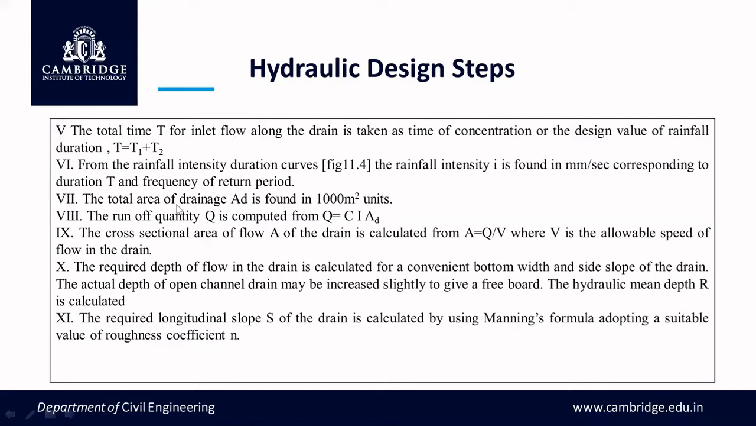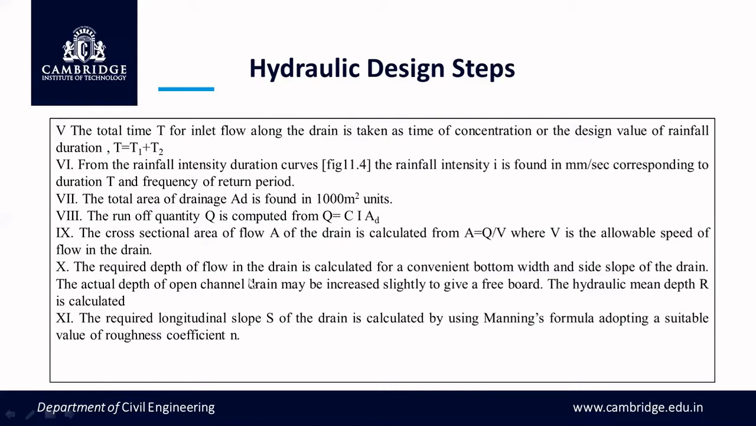Next, the total area of the drainage area is found in 1000 meter squares units. The runoff quantity Q is computed from Q is equal to C into I into AD. The cross-sectional area of flow A of the drain is calculated from A is equal to Q by V, where V is the allowable speed of flow in the drain.